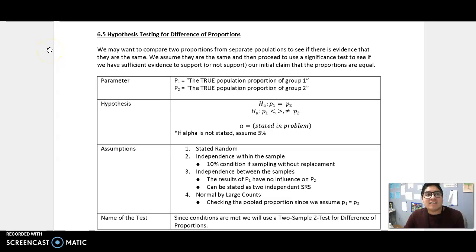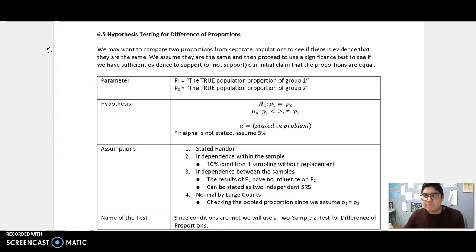Alrighty, so now our last type of inference procedure for a parameter. Now we're looking at hypothesis testing for the difference of proportions. Now we may want to compare two proportions from separate populations to see if there is evidence that they are the same. We assume that they are the same and then proceed to use a significance test to see if we have sufficient evidence to support that they are equal.